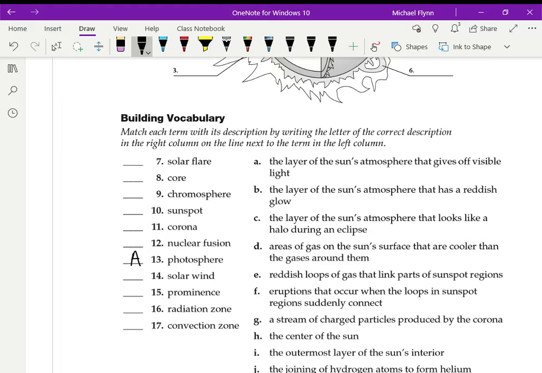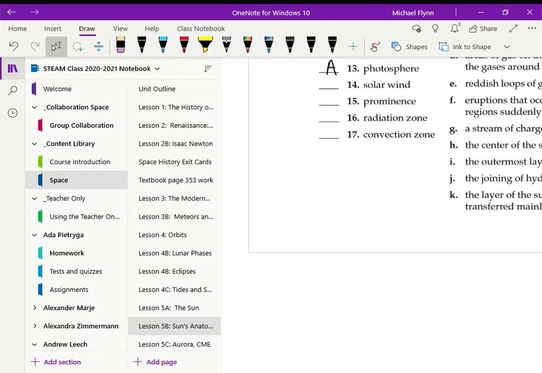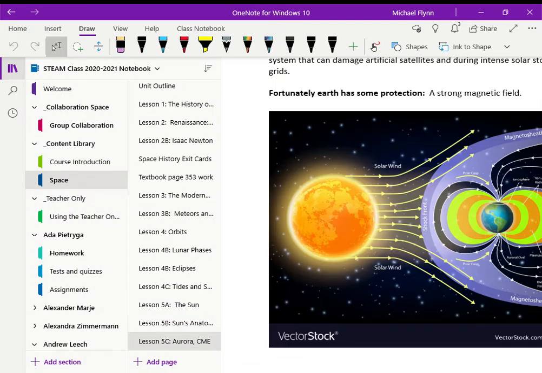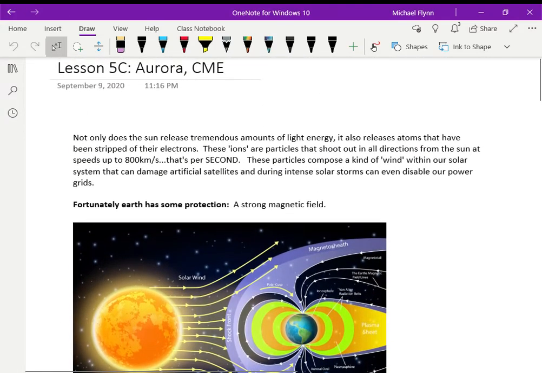All right, so guys, all I want you to do with this is just match up the matching section. So it's really quick. It'll just take a few minutes. All right, moving on. Okay, you're going to love this story here. And just let me talk about it here for a second.